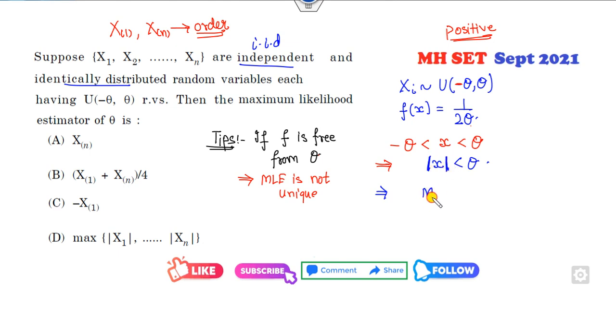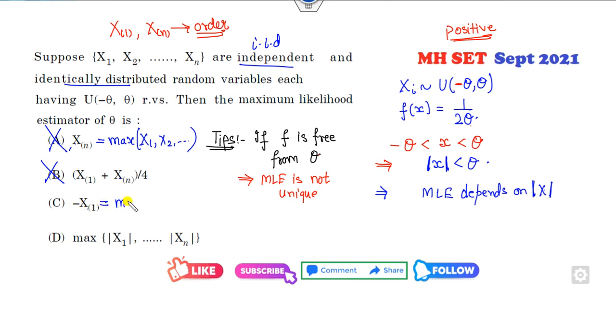Fine. So that means your MLE will depend on the mode of x. But what is x_n? We all know x_n is my maximum of x1, x2 and so on. But we need a mode of x, and it is not dependent on the mode. Cancel out. Since x_n is not dependent on the mode, this option is also cancelled.